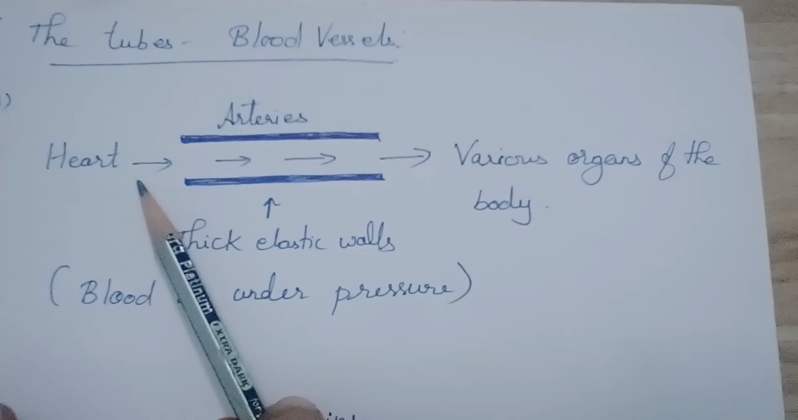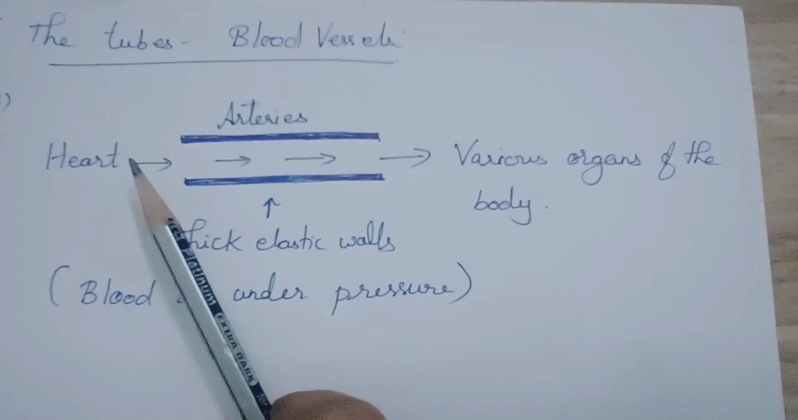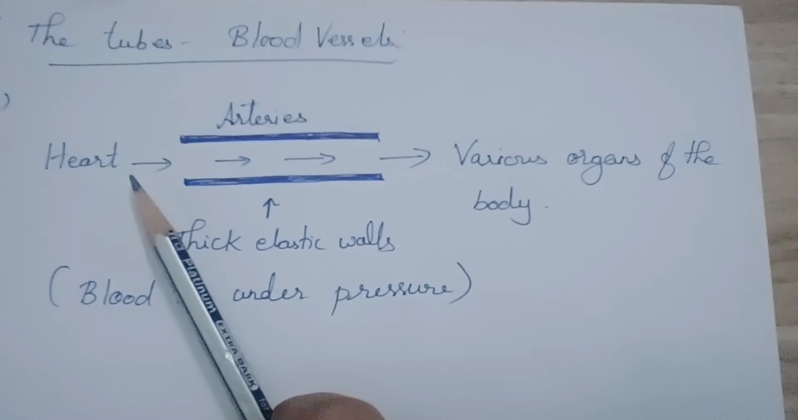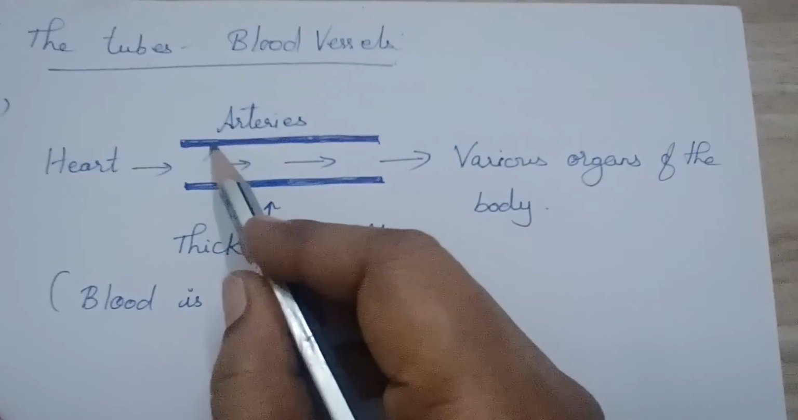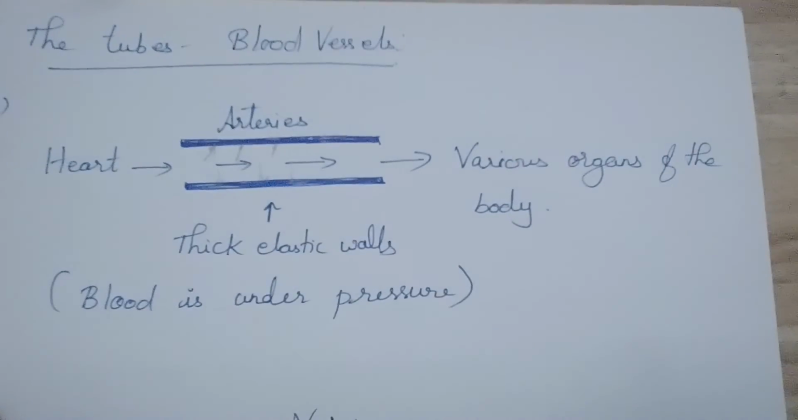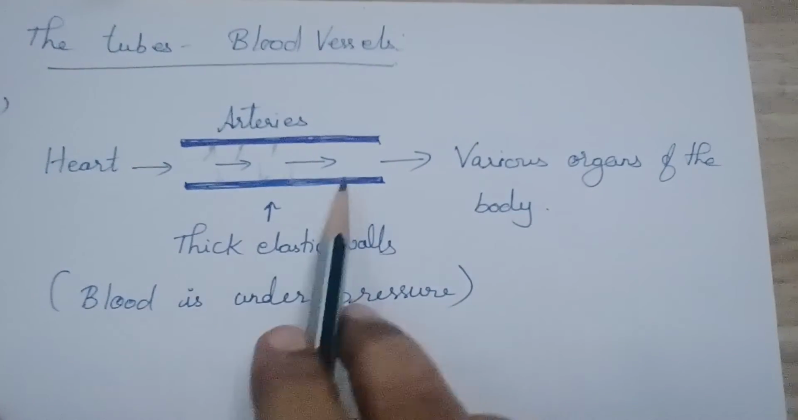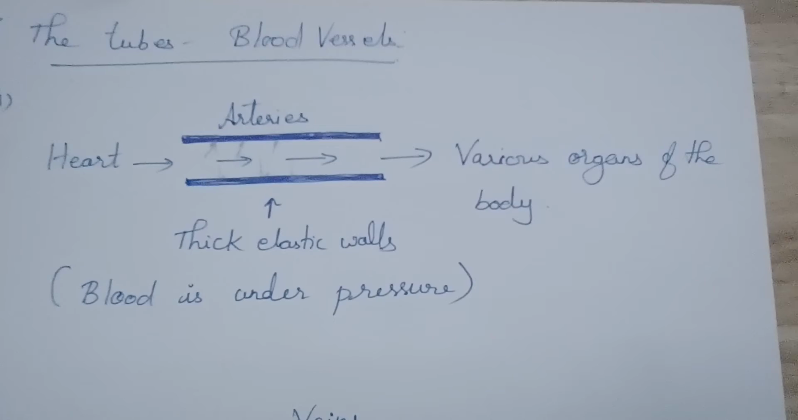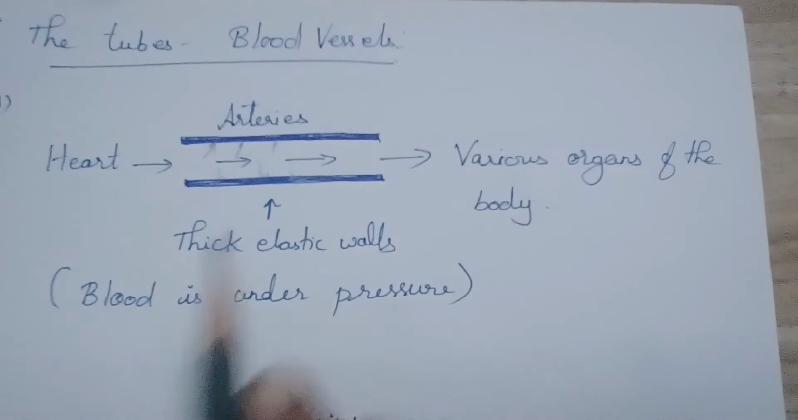Since it is pumped from the heart, it will come with force. Just now we studied, right? It exerts some pressure on the walls of the arteries, right? To withstand this pressure, this artery is made up of thick walls, okay, thick elastic walls, because blood is under pressure, okay. That's why the arteries are very thick, okay.